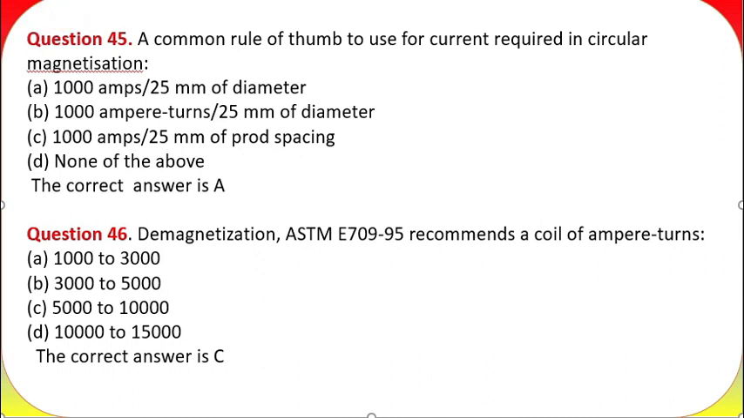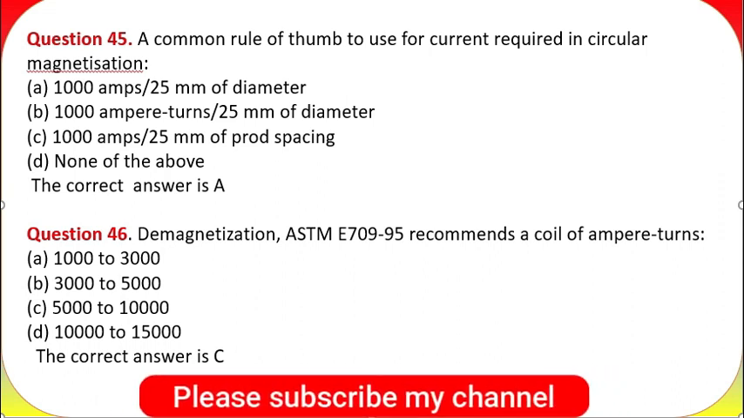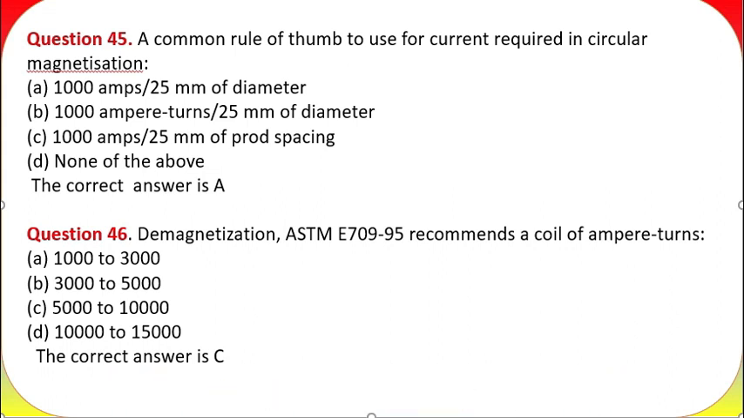Question 45. A common rule of thumb to use for current required in circular magnetization. A. 1000 amp/25 mm of diameter. B. 1000 ampere-turns/25 mm of diameter. C. 1000 amp/25 mm of prod spacing. D. None of the above. The correct answer is A.